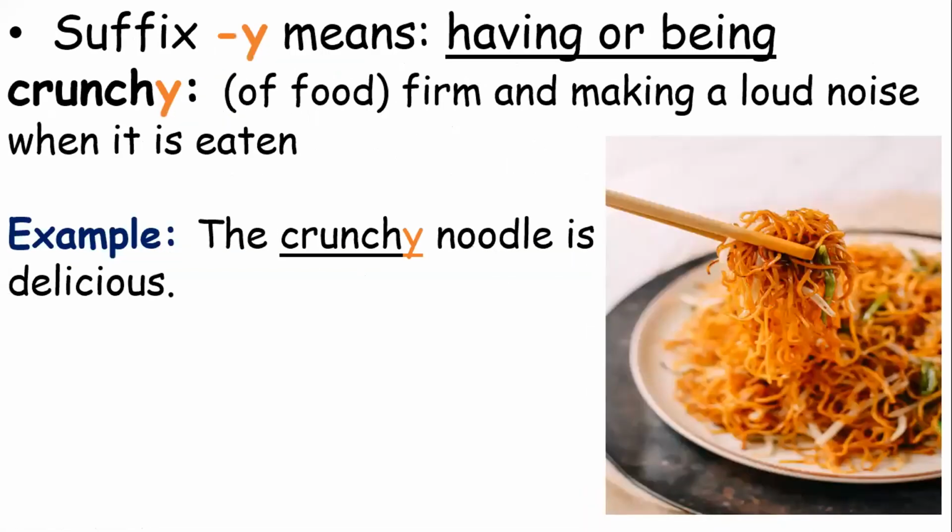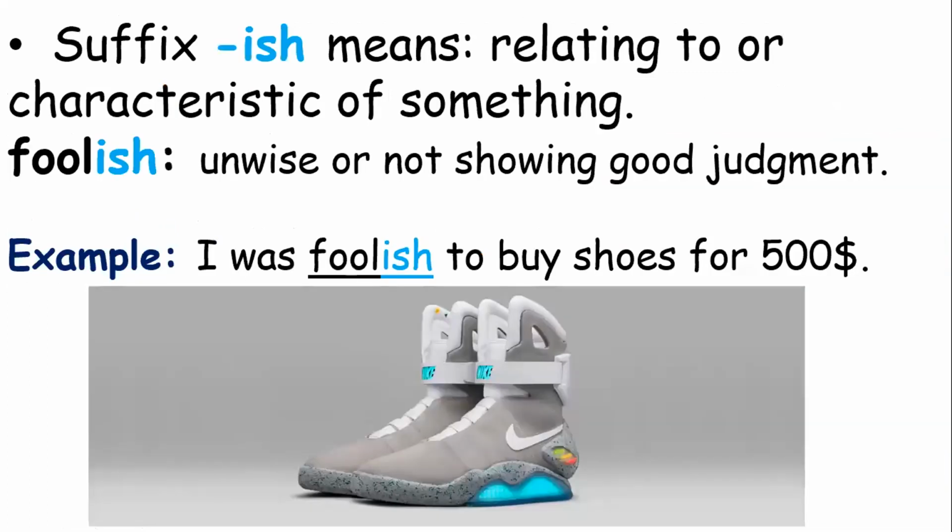Then this is another example for the suffix Y. Again, the meaning of Y is having or being, to have something or to be something. Crunchy, like food. When you are eating chips, it's crunchy. Carrots, crunchy. Cucumber, crunchy. We use it for food. Firm and making a loud noise when it is eaten. Not like when you eat bread, which is soft. But when you eat chips or a carrot, you will make a loud noise. SH.